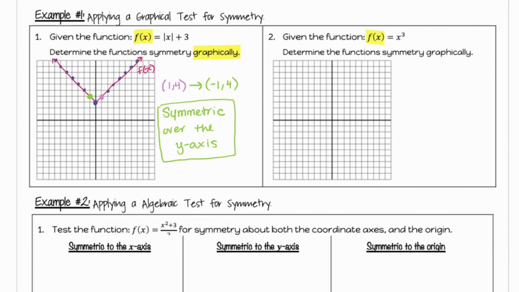Number 2, we have been given f of x, a cubic function this time. We're also determining the function's symmetry graphically. So I am going to put this on my calculator. If I know how this function looks, because it is a parent function, I could use that knowledge as well.